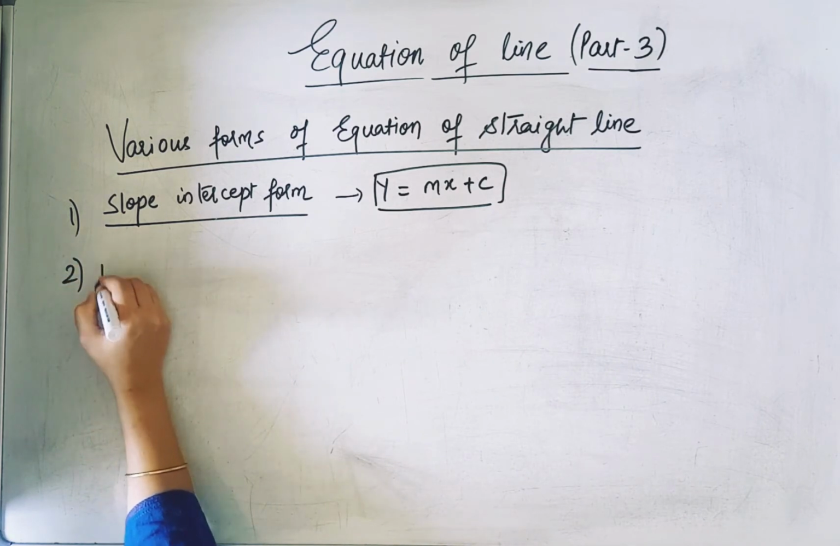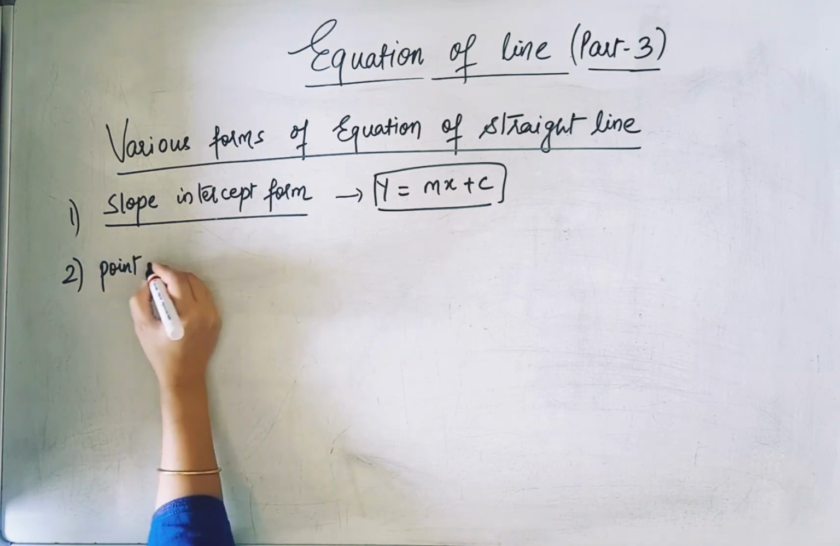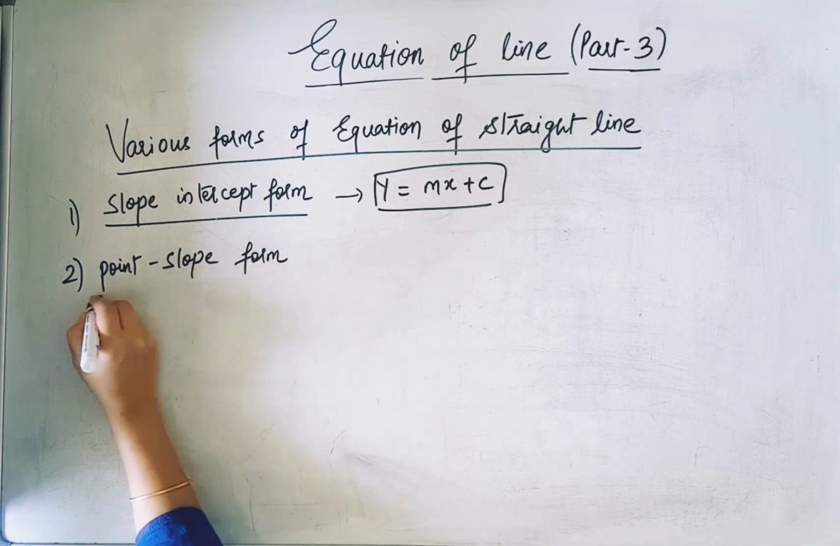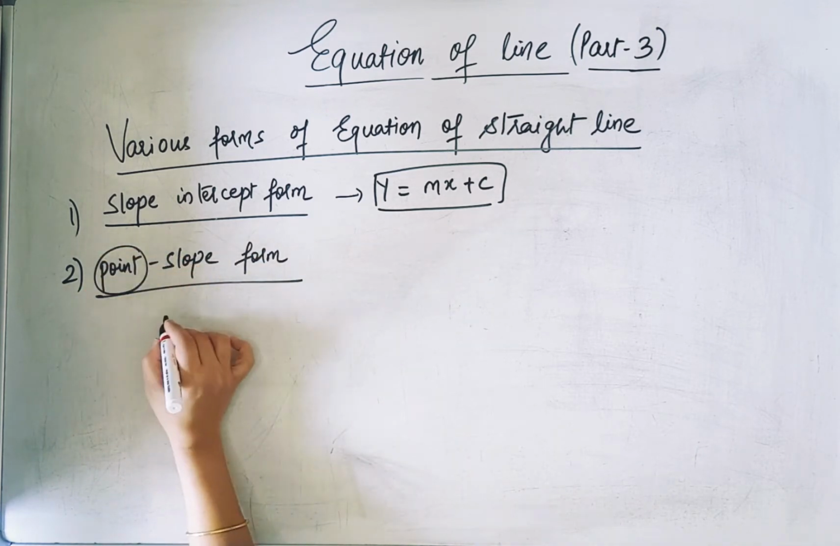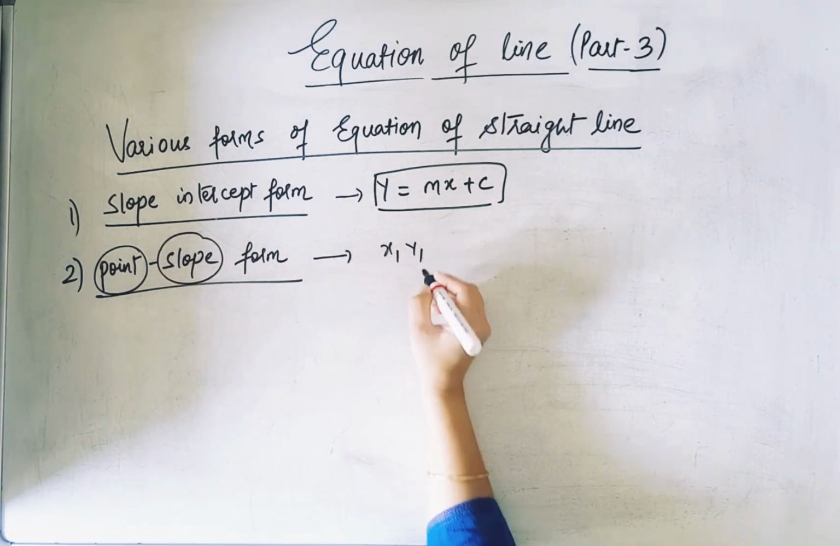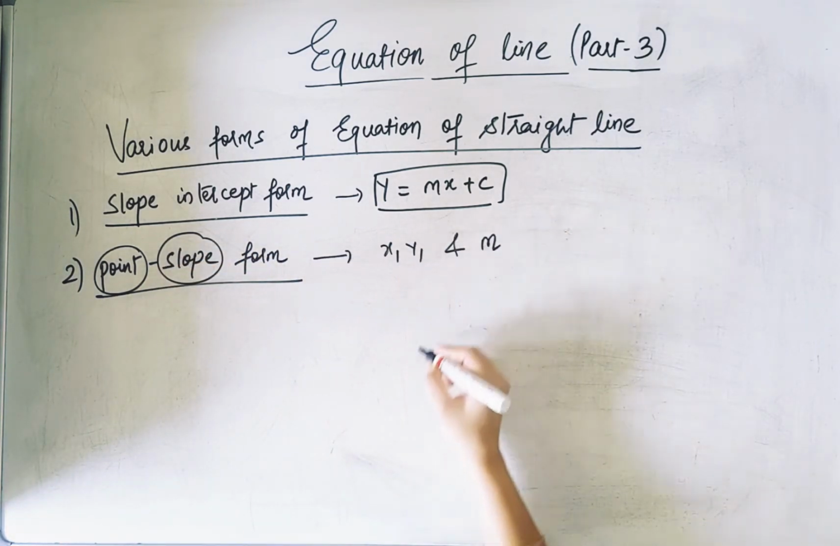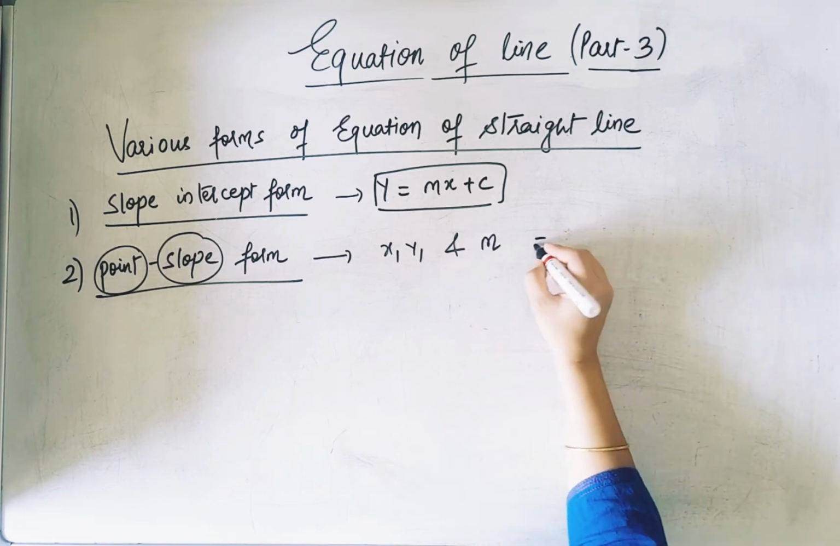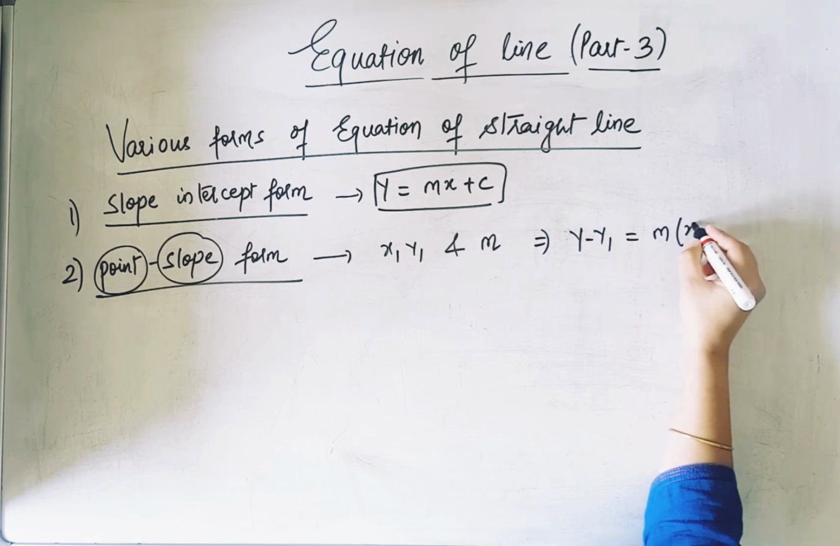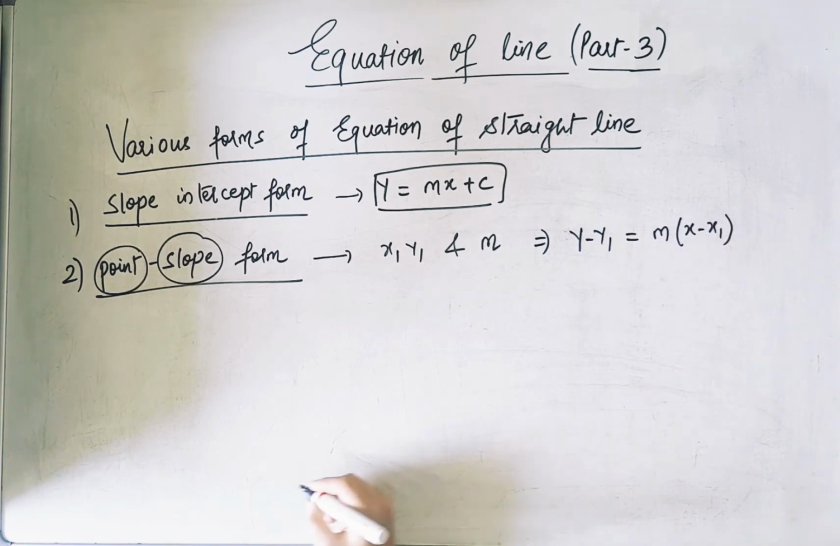Second is point slope form. Point means we are provided with one point and we are provided with slope. So the point may be x1, y1, and slope is represented by m. In this case the equation will be y minus y1 equals m into x minus x1.